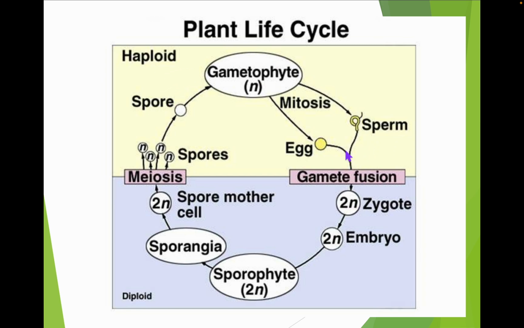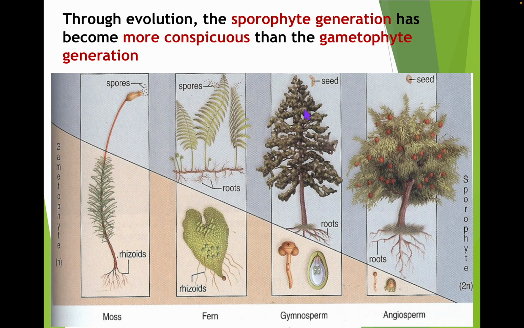So let's start. We have a gametophyte, right? Which our spore gametophyte, which we consider like our egg or our sperm, right? Egg and sperm. The gamete fusion, which produces a zygote and embryo. Same way in plants. Again, this is something we talk a lot about in plant reproduction. But then we have the sporophyte, which is 2N, which means that it's a diploid cell. The sporangia, the spore mother cell goes through meiosis, and then we have spores, and this is the plant life cycle. Okay. So through evolution, the sporophyte generation has become much more conspicuous than the gametophyte.